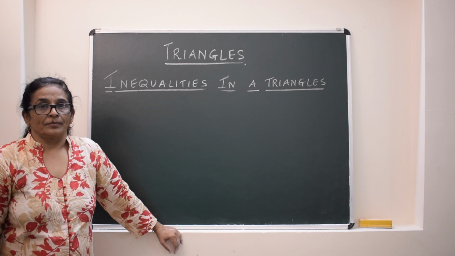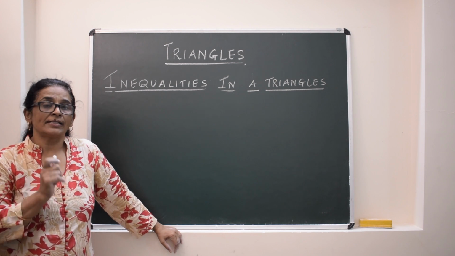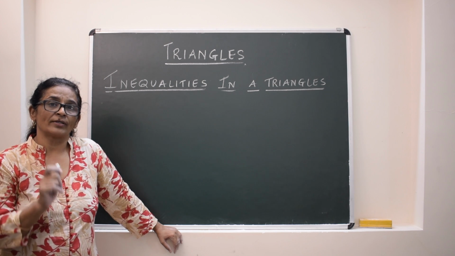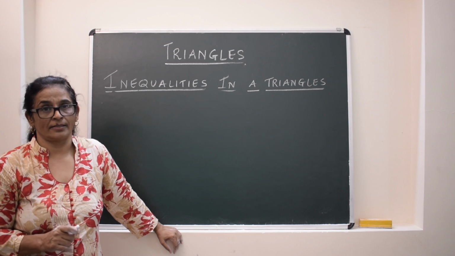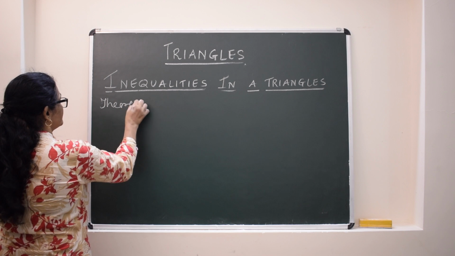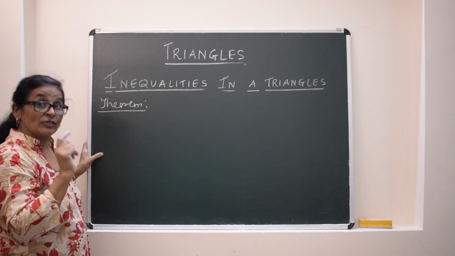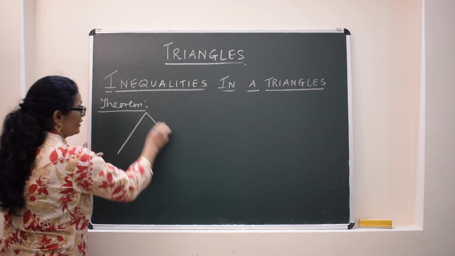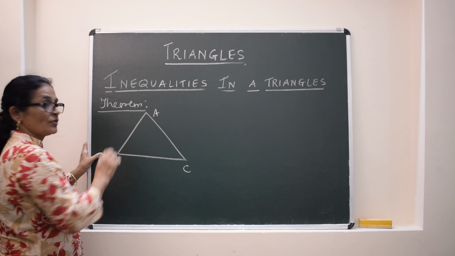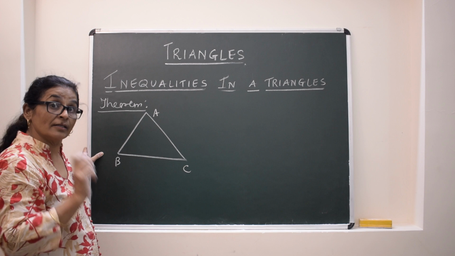Now there is a theorem which talks about the comparison of all three sides. It says that in a triangle, the sum of two sides of a triangle is greater than the third side. So, according to this theorem, the sum of two sides of a triangle. So, we have to take a triangle and name it ABC. This theorem says the sum of two sides is greater than the third side.